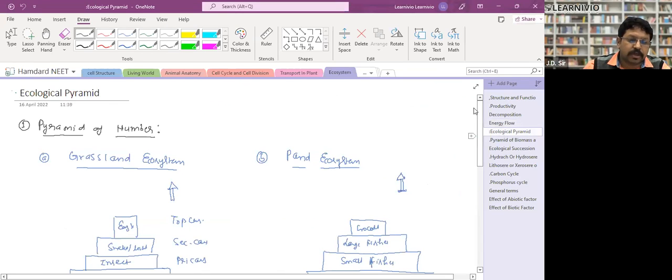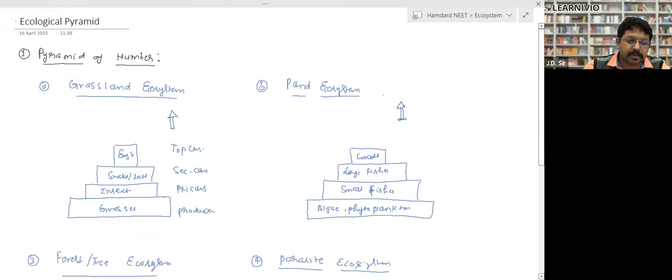So ecological pyramids are basically of 3 types. In the first kind, we take the number of the organisms present at every trophic level. Second, we take the mass of the organisms present in a particular trophic level. And the third one is the energy ecological pyramid, in which we take the energy in the form of kilocalories only, right? So please note it down.